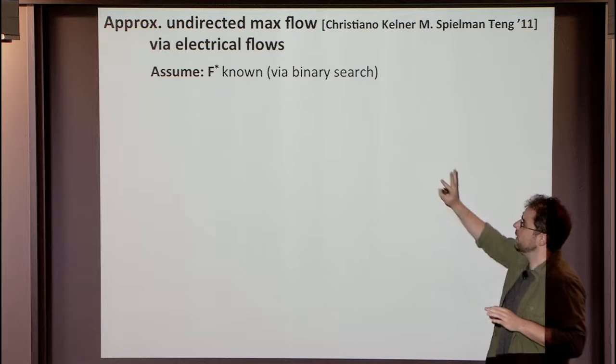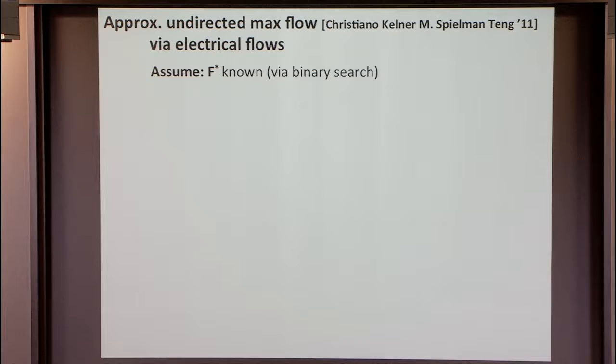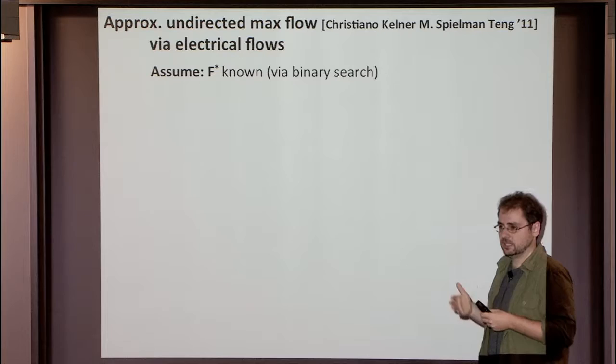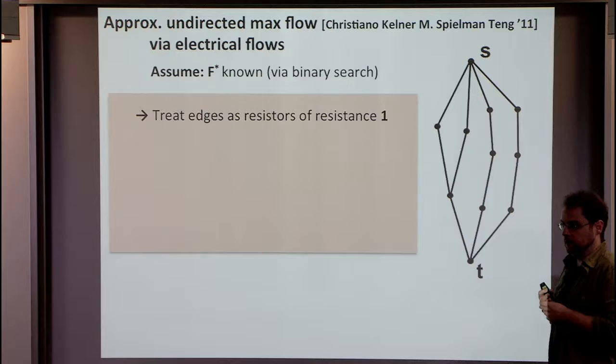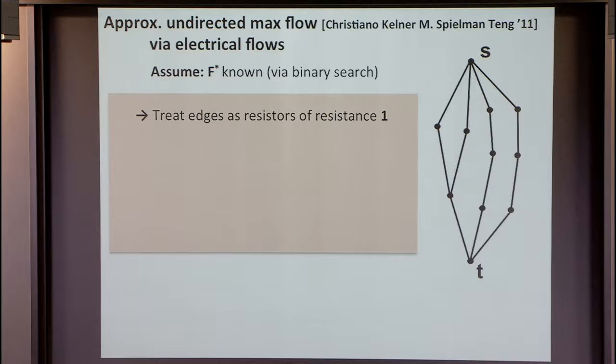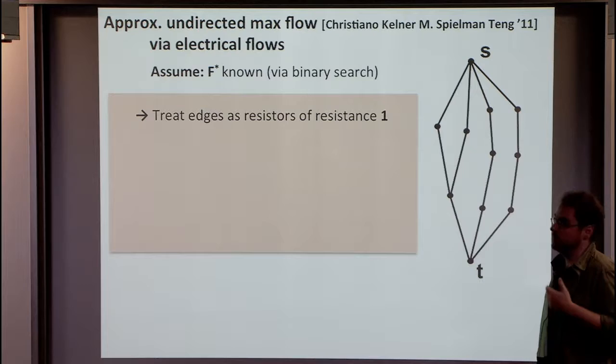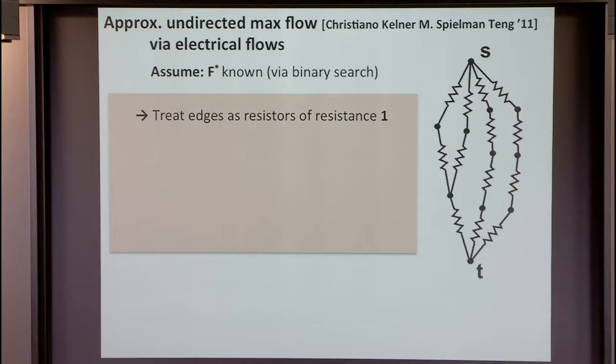First, notice that without loss of generality, we can assume that we know the optimal value of the flow. I'm saying without loss of generality because we can just apply some binary search strategy to get this. So assume that we know the value of the maximum flow, F star. Now, what will you do to actually try to approximate it in the graph? Here is a very simplistic strategy. You want to compute electrical flows, so you have to impose some resistances. How about starting with all the resistances being one? Now, once I have the resistances, I should compute an electrical flow, and I clearly want to compute an electrical flow of value F star, because that should be the right flow.